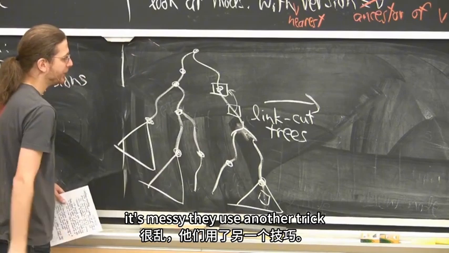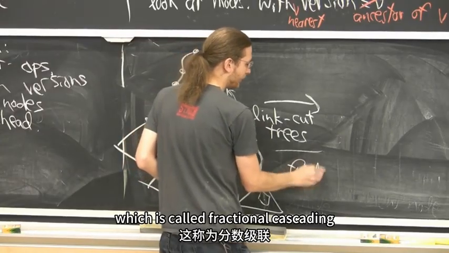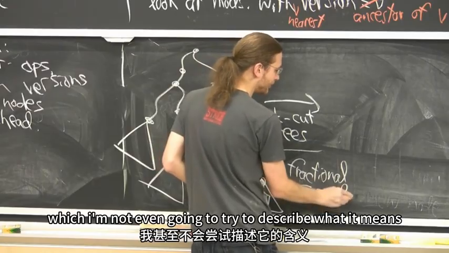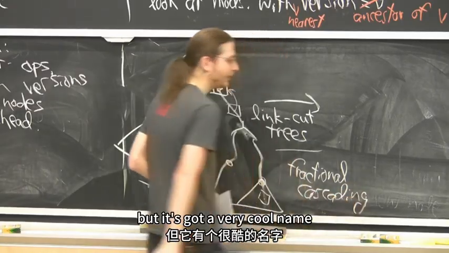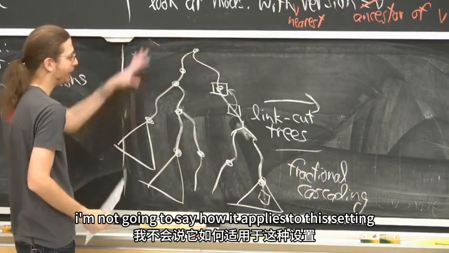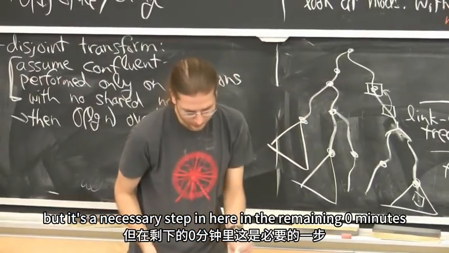It's messy. They use another trick, which is called fractional cascading, which I'm not even going to try to describe what it means, but it's got a very cool name, because we'll be covering it in lecture 3. So stay tuned for that. I'm not going to say how it applies to this setting, but it's a necessary step in here.